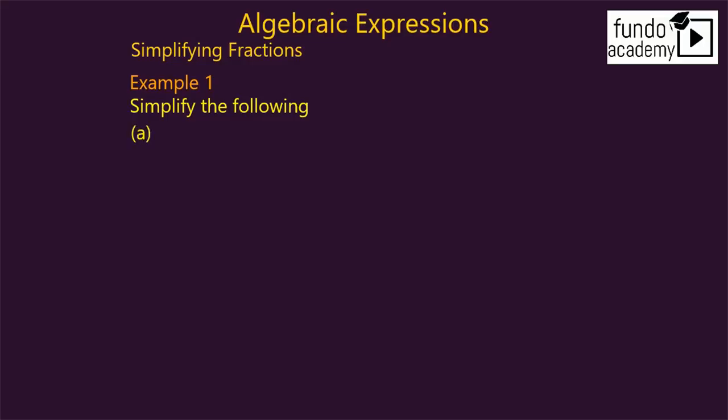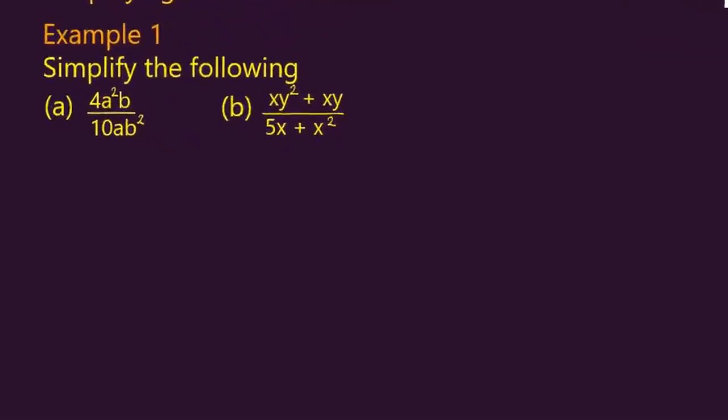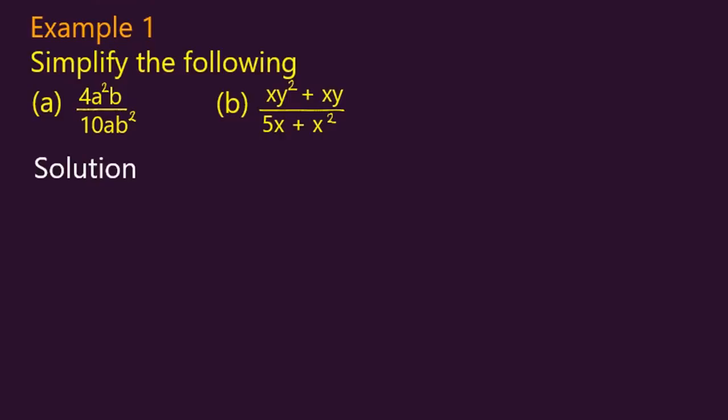Simplify the following. On part A, what we have is 4a squared b divided by 10ab squared. And on part B we have xy squared plus xy divided by 5x plus x squared. Right, so let's go on to the solution. I want you to pay attention. Maybe have your pen and paper ready.